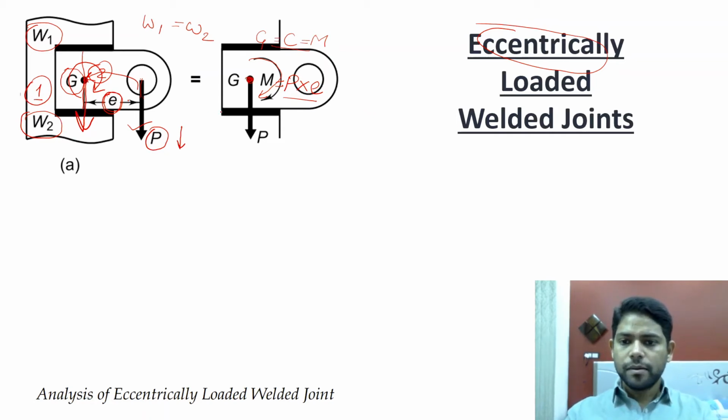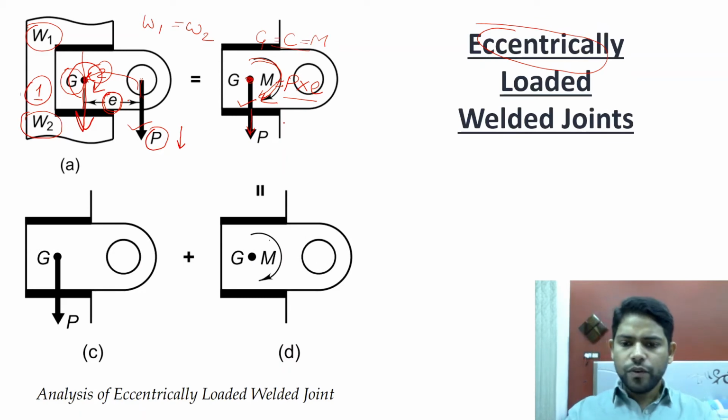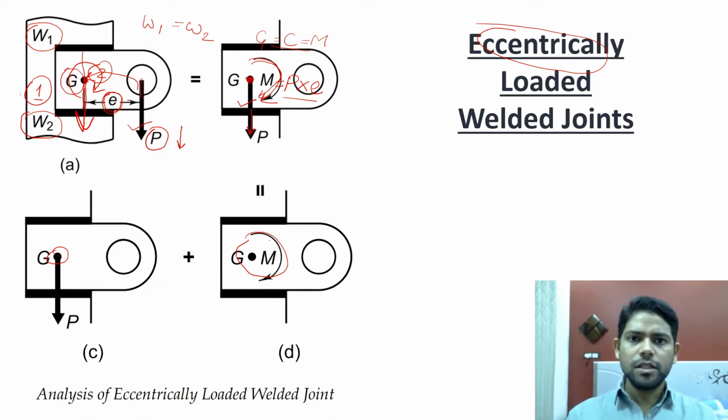Now we will study the effect of these two, the load acting vertically downwards and the clockwise moment, separately on the weld, because there will be a primary shear stress developed because of the load acting at the centroid, and a secondary shear stress because of this moment. In these two figures you can see that I have shown the load separately and the moment separately. That's because we will study the effect of the load on the weld as well as the effect of the moment on the weld separately.